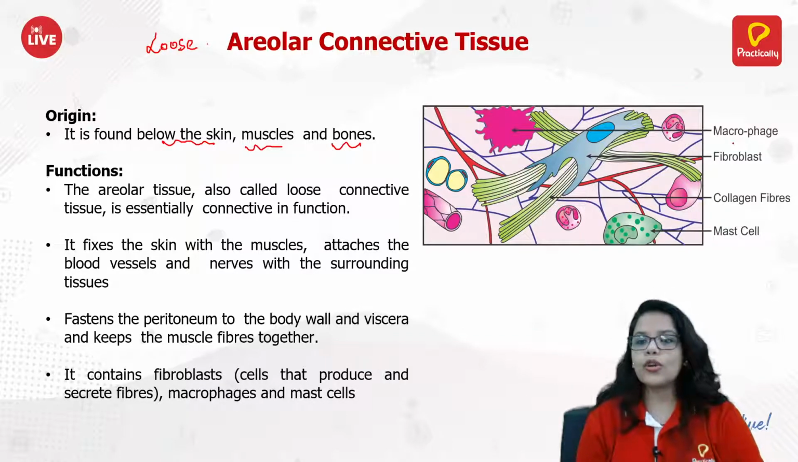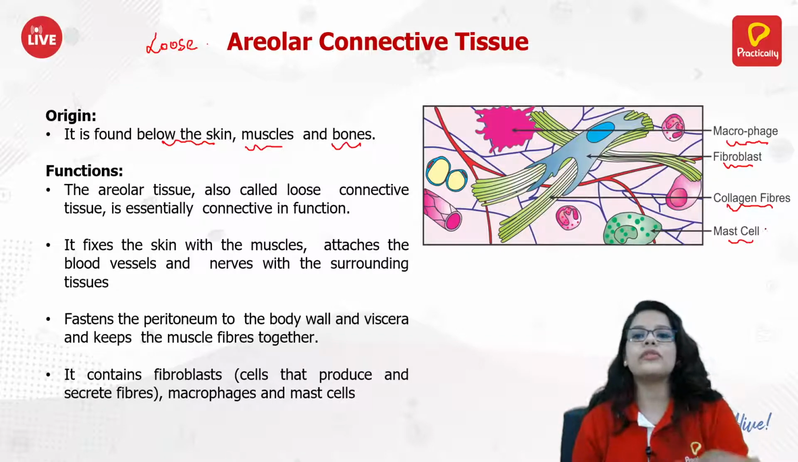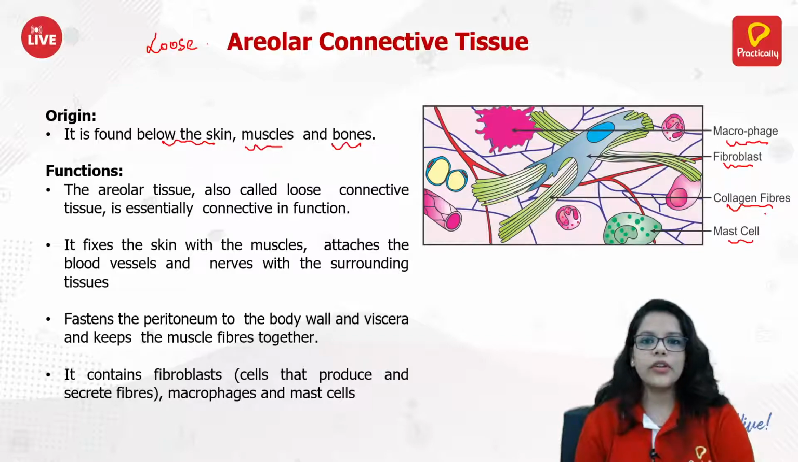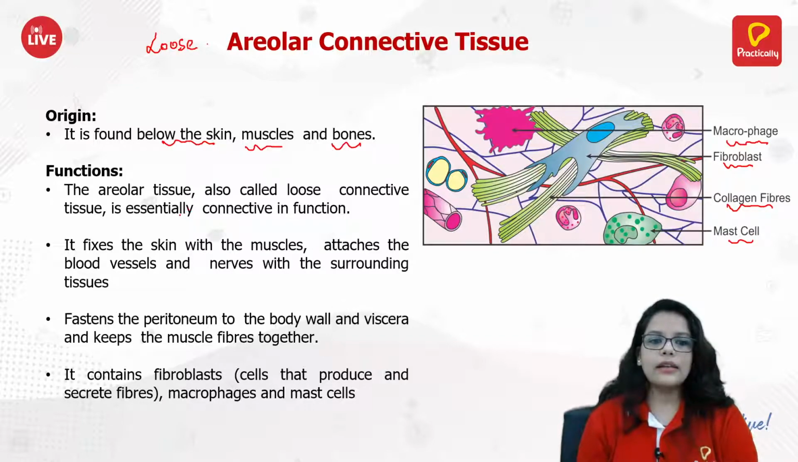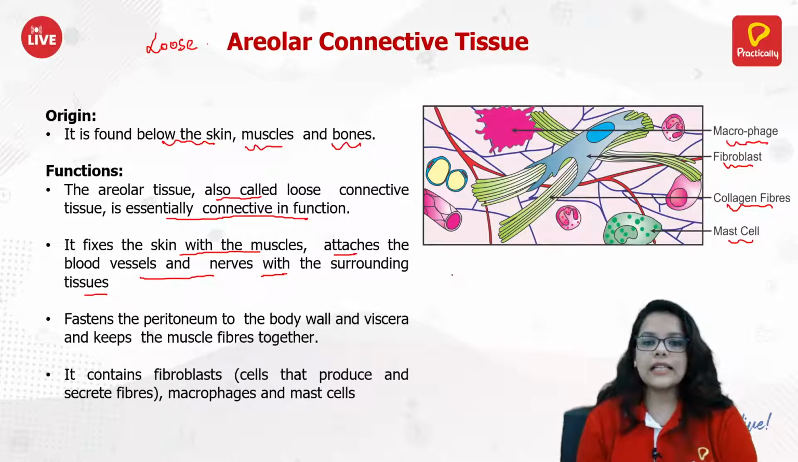Okay, they have a lot of cells here in the areolar connective tissue. You can find macrophages, fibroblasts, collagen fibers, mast cells, different kinds of cells in this kind of connective tissue. It is also called loose connective tissue, and as I said, it is essentially connective in function. They connect. It fixes the skin with the muscles, and attaches the blood vessels and nerves with the surrounding tissues. So what it does is connect the various parts of our body.